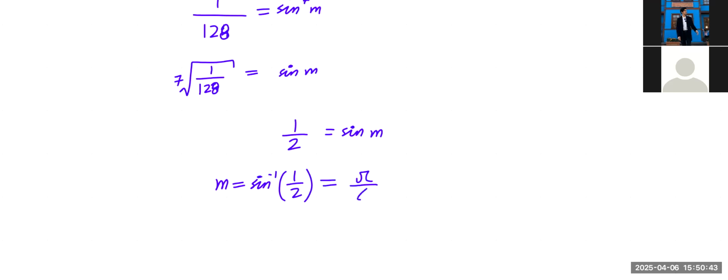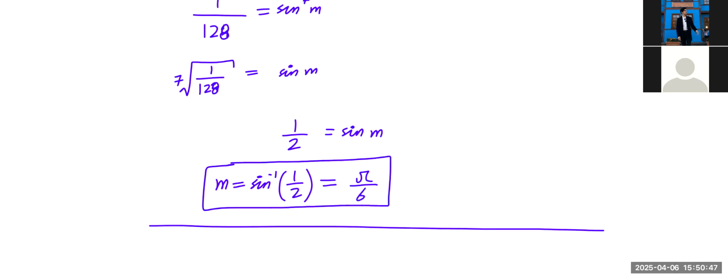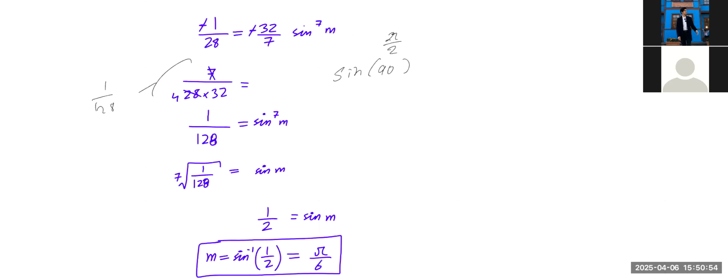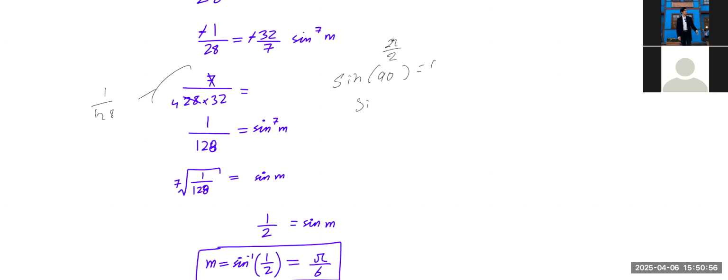I have a question. We know that sine of 90 or pi over 2 becomes 1, but does it not make a difference if it's sine to the power of 7? Yeah, think about it like this. Sine of 90 to the power of 7, right? What is sine 90? It's 1. So it's just 1. Good question, though.